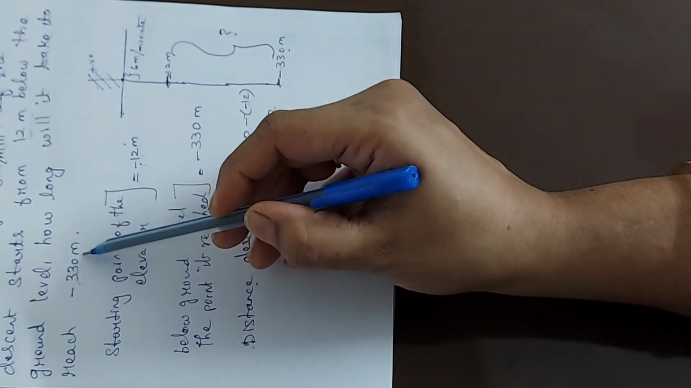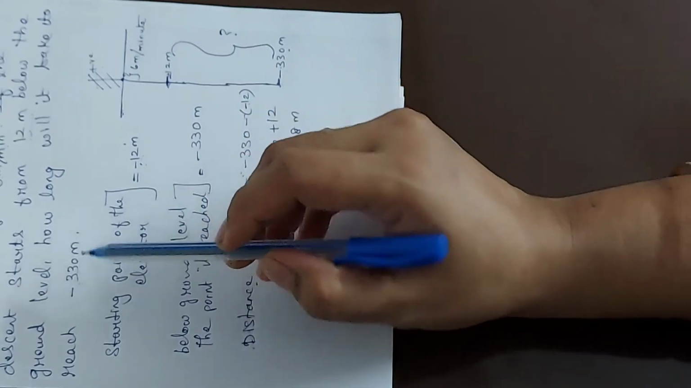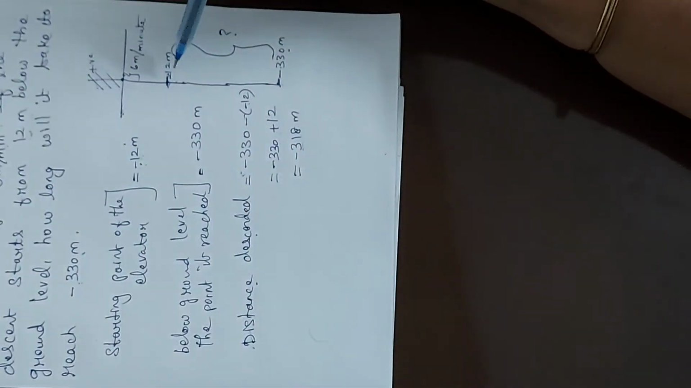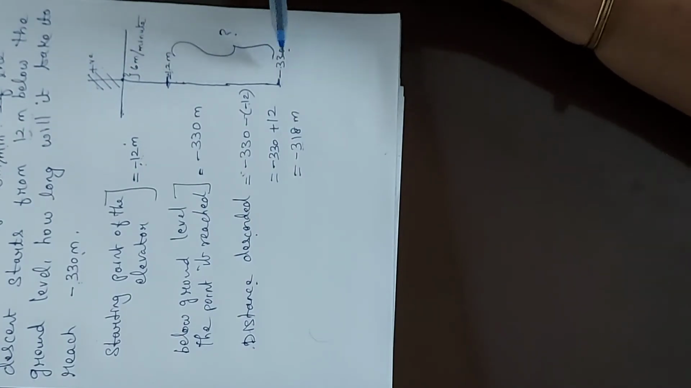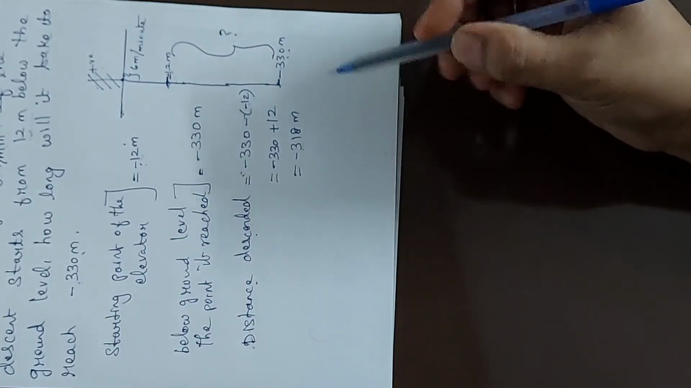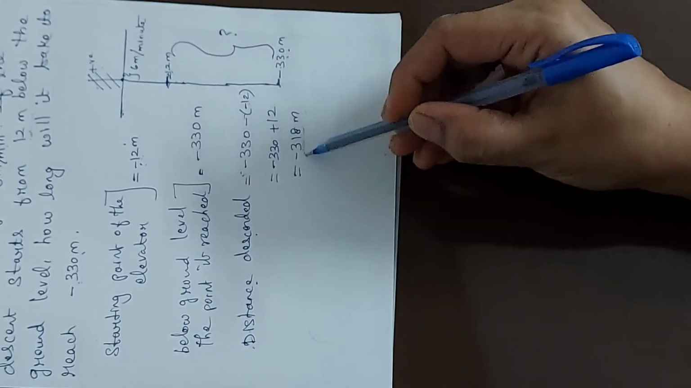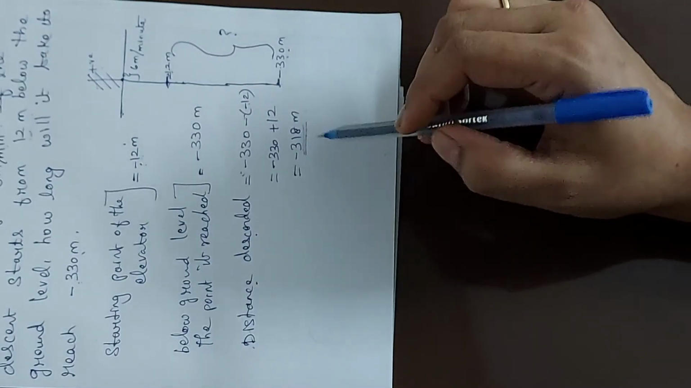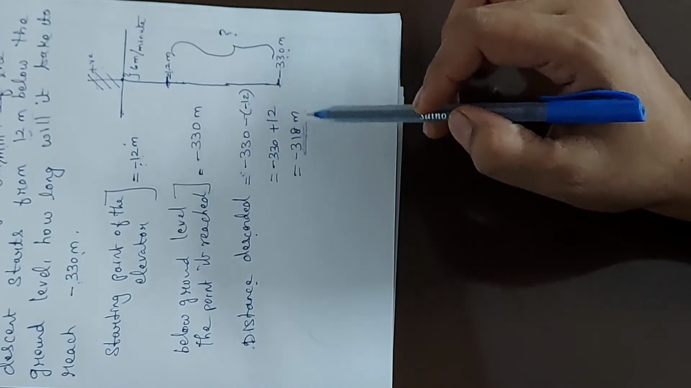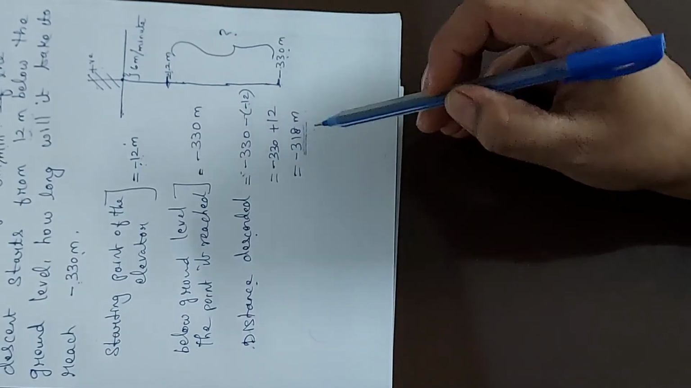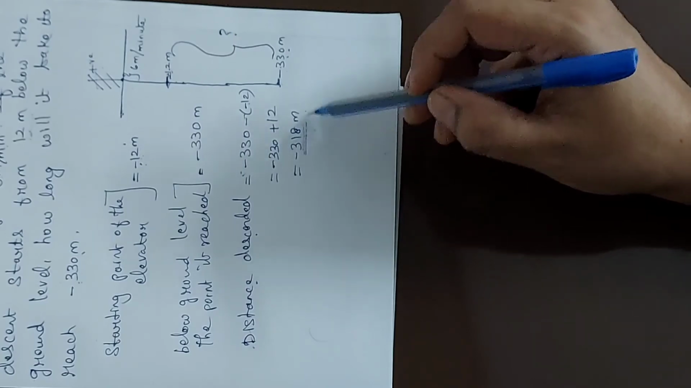Do you understand children? It is now at the level of 330 meters. It was already at 12 meters. So that is why we are calculating the distance from 12 meters to 330 meters. So we have got 318 meters now. For this 318 meters only, we have to calculate the time period. How much time it would have taken to reach the level of 330 meters.